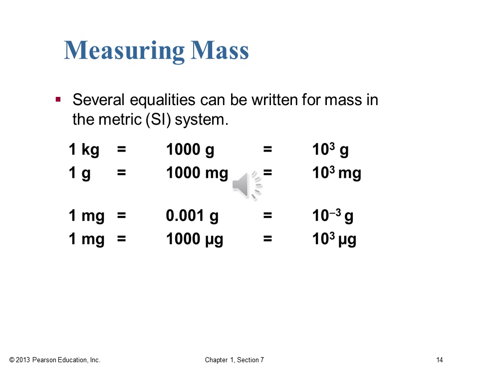Okay, so finally, measuring mass, the last dimension that we'll talk about here in this sub-chapter, we have several different equalities that can be written for mass in the metric system. So back several slides, we talked about the kilogram as the appropriate measuring amount for a mass of a human being.